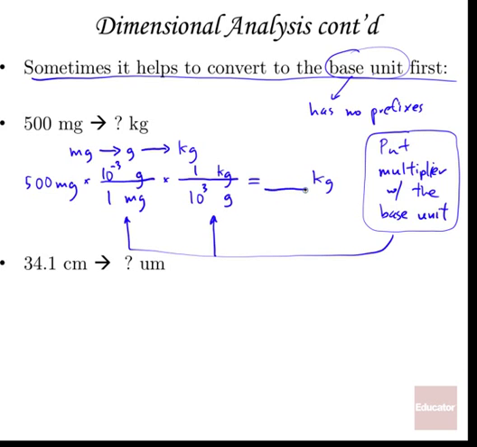Let's go ahead and do a last one. So this is centimeters to micrometers. So the first step is to go from centimeters to regular meters, and then from regular meters on to micrometers. Okay, so 34.1 centimeters times something over something is going to give me my answer in meters. Okay, cm goes downstairs to get canceled, m goes on top to get carried through to the final answer.